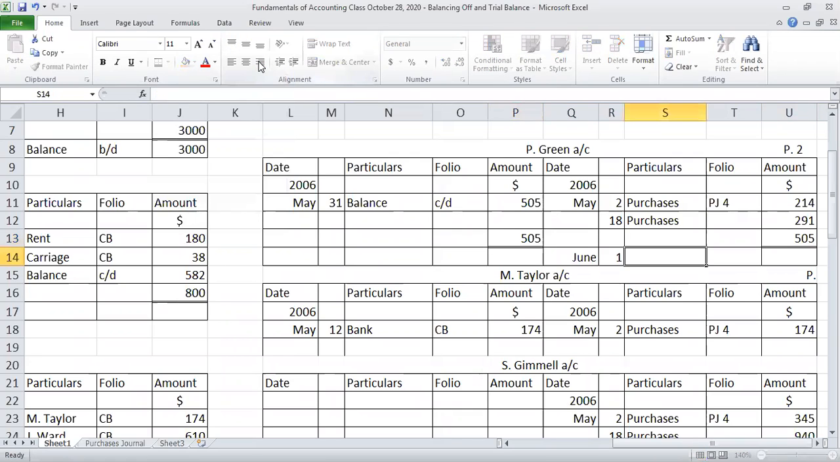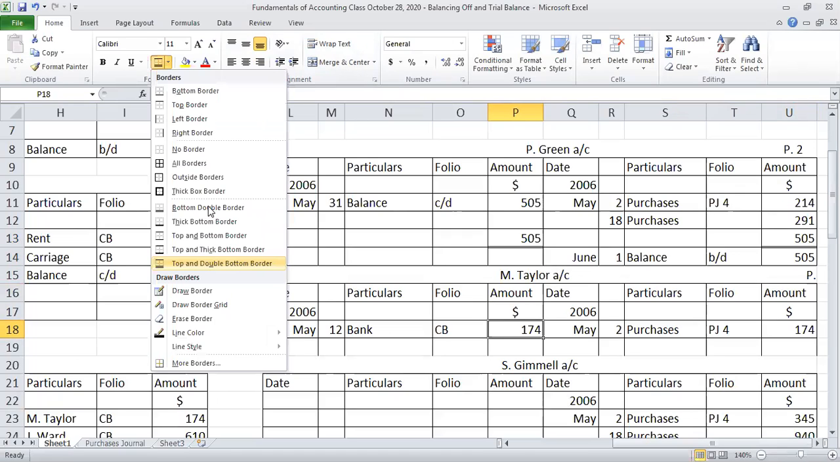So June 1, balance BD 505. This amount will go into your trial balance on the credit side of the trial balance, right? M Taylor, notice now, with M Taylor, there's a what? Equal. Zero balance. Good. So you simply draw a double line, and that's it.